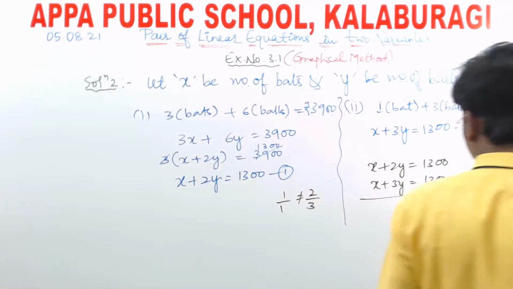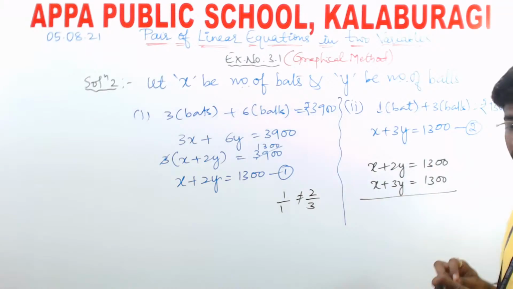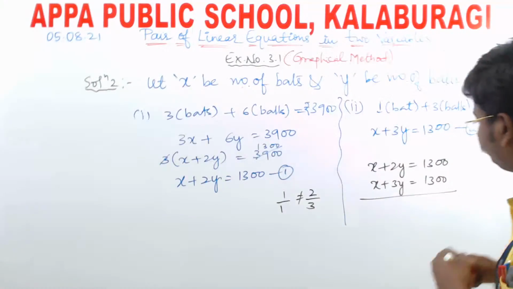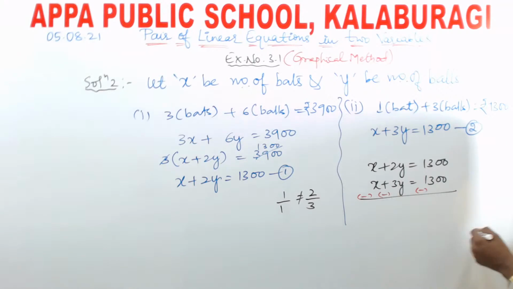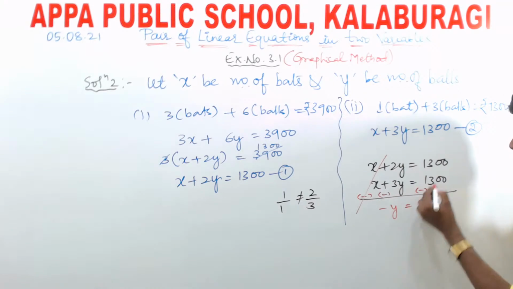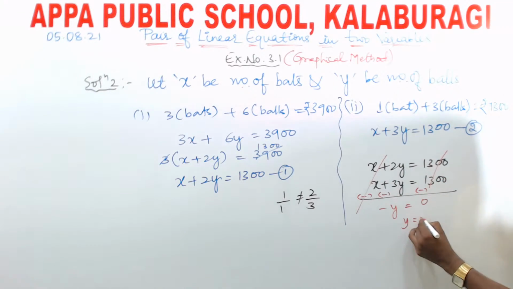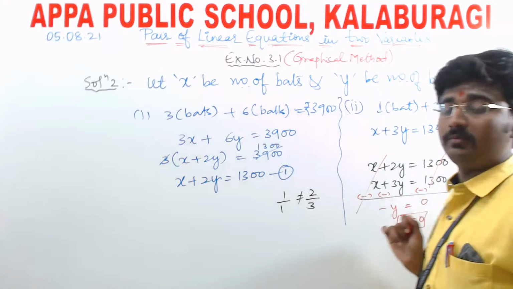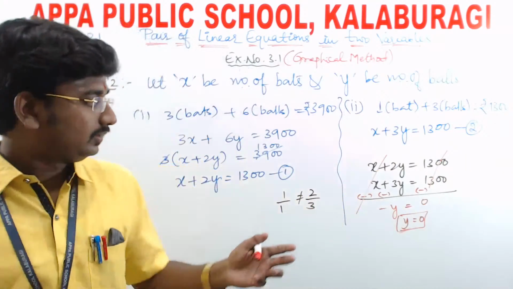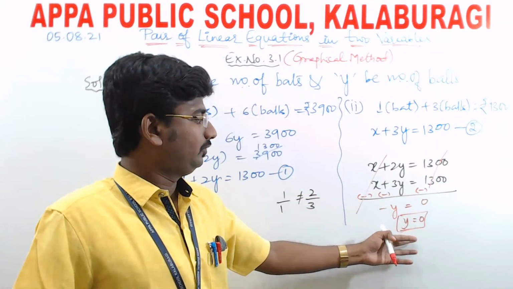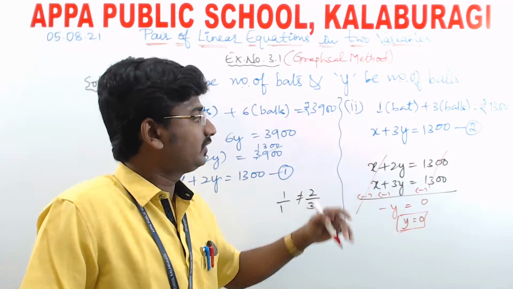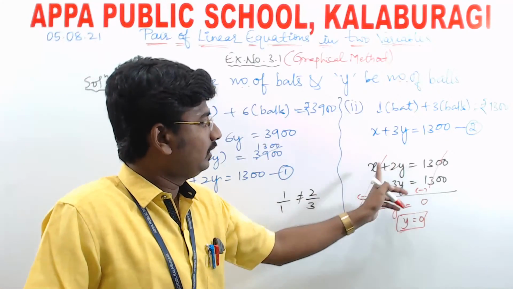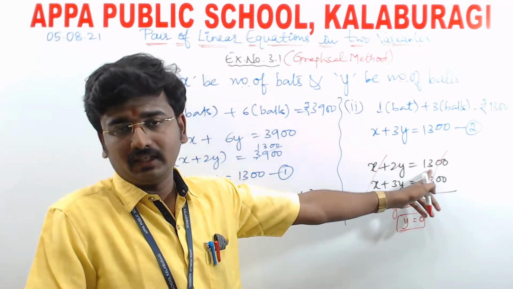When I apply the elimination method here, I change signs, so plus becomes minus and plus becomes minus. x gets cancelled. It will be minus y equal to, even this will cancel, y equal to 0. y equal to 0 means the cost of the balls is 0. But what would be x? If I substitute y equal to 0 anywhere, the cost of each bat is 1300.